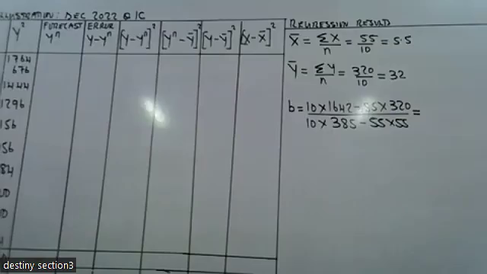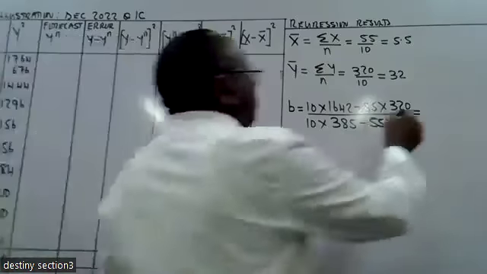The same 10 times 1642 minus 55 times 320. I divide by 10 times 385 minus 55 squared. I'm getting negative 1.43.